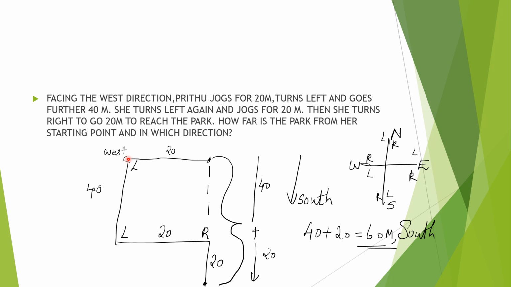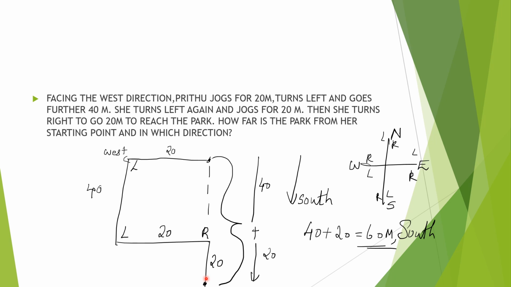She turns to the left and jogs 40 meters. She turns left again and jogs for 20 meters. Then she turns right to go 20 meters to reach the park. So the park is here.